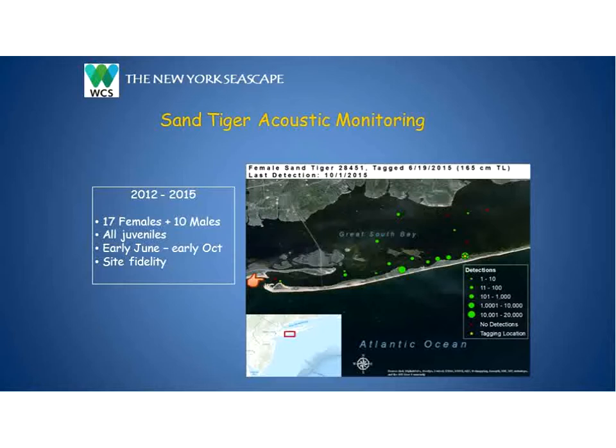We have tagged 27 animals and are going to continue this work next year because we want to understand the activity space, the home range of this animal. We have very little information about what's happening out here to the east. We're going to put more receivers out there. And we want to know what these animals are doing, how much they're moving, and what they're eating.